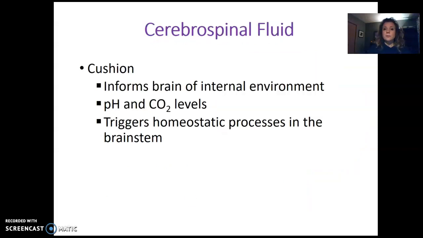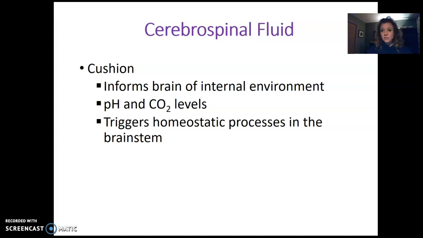The function of cerebrospinal fluid is not only to cushion the brain in order to keep it from mashing against the inside of the skull, during trauma or during a concussion, but it's also going to help to inform the brain of the body's internal environment.